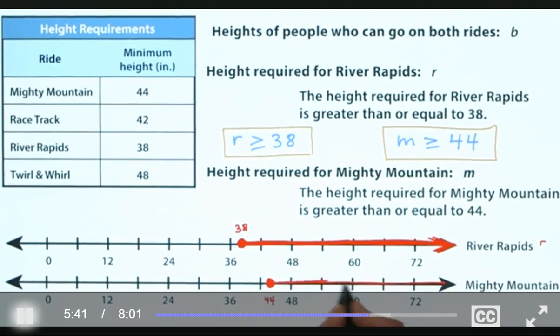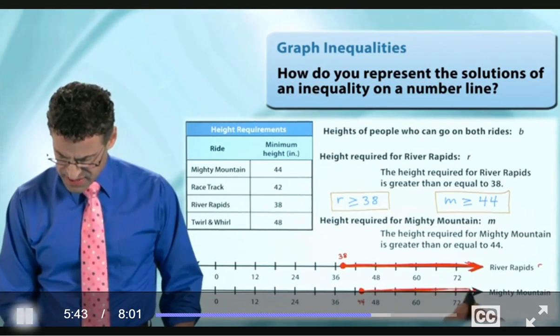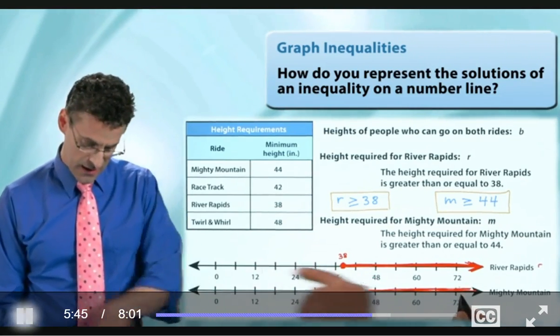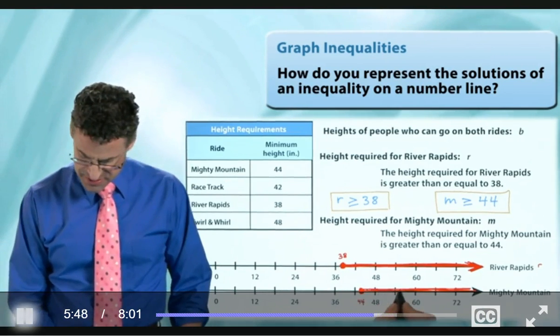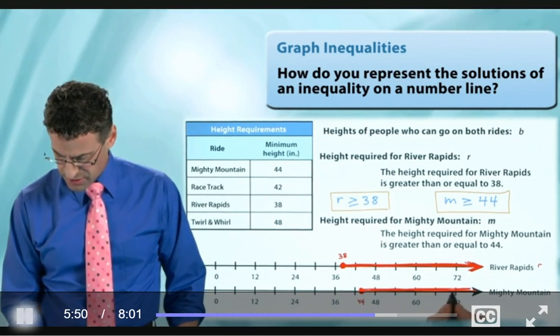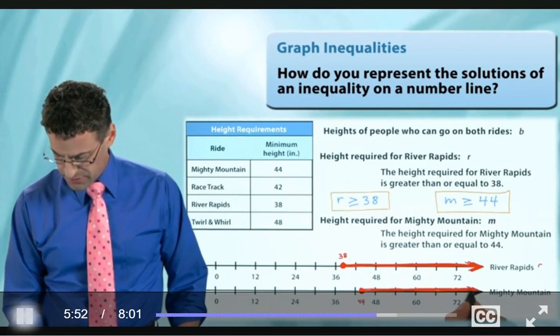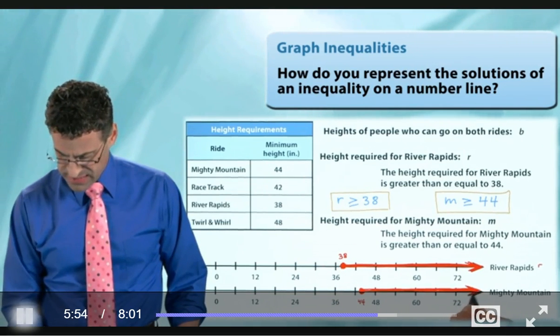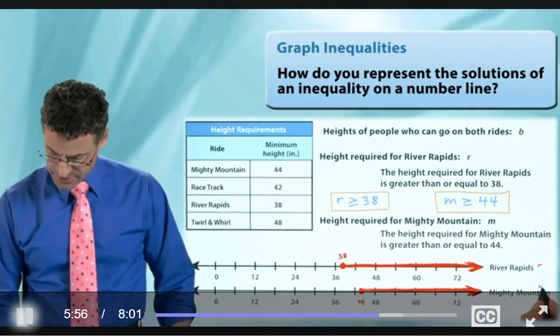So again, you go way out to the right. If the inequality were less than or equal to, then the coloring would go the other way, you see. But since it's greater than, we want to actually color in the numbers that are greater than or equal to 44. And again, put an arrow there to indicate that it keeps going. And these are the M values.